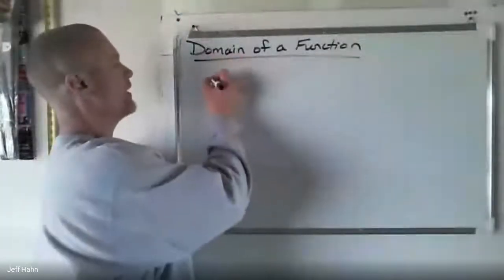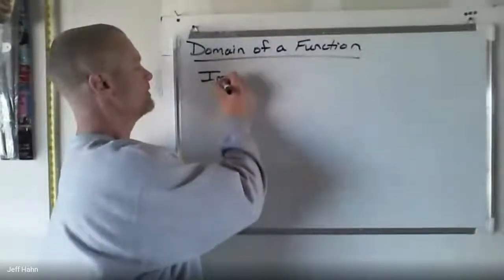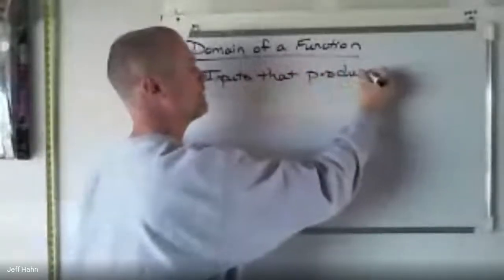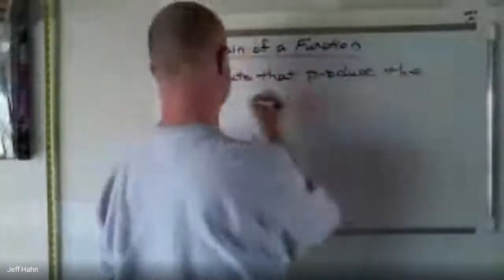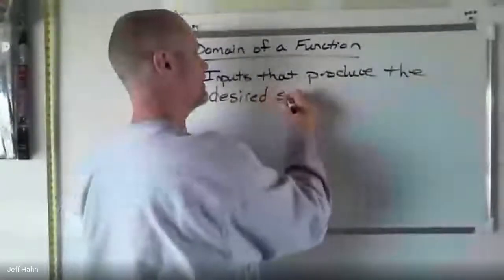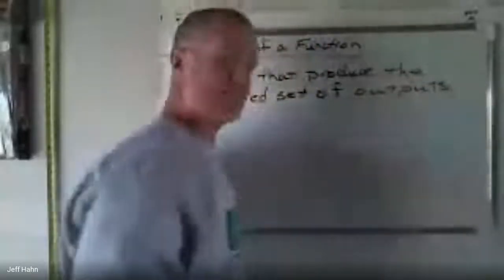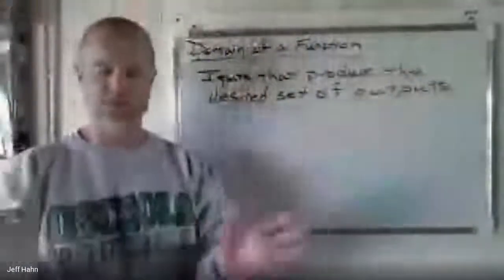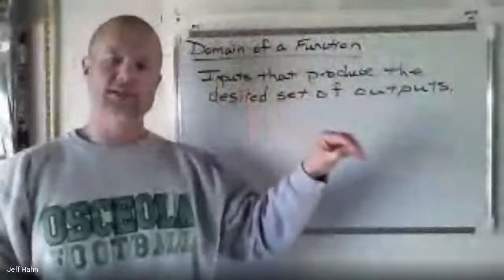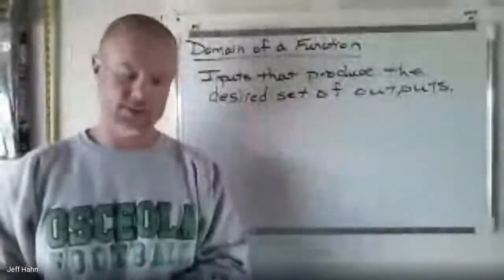The domain represents the inputs that produce the desired set of outputs. Okay, and what are the desired set of outputs? Most of the time in math, it's just real numbers. So the domain is real numbers that you're putting into the function. The range, or what we want out, is real numbers in general as well.